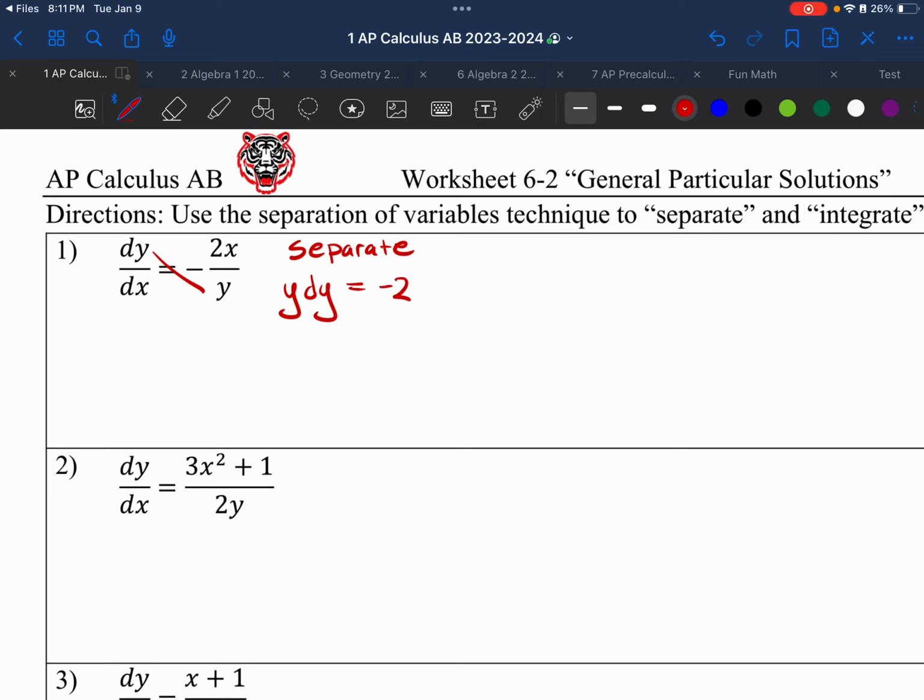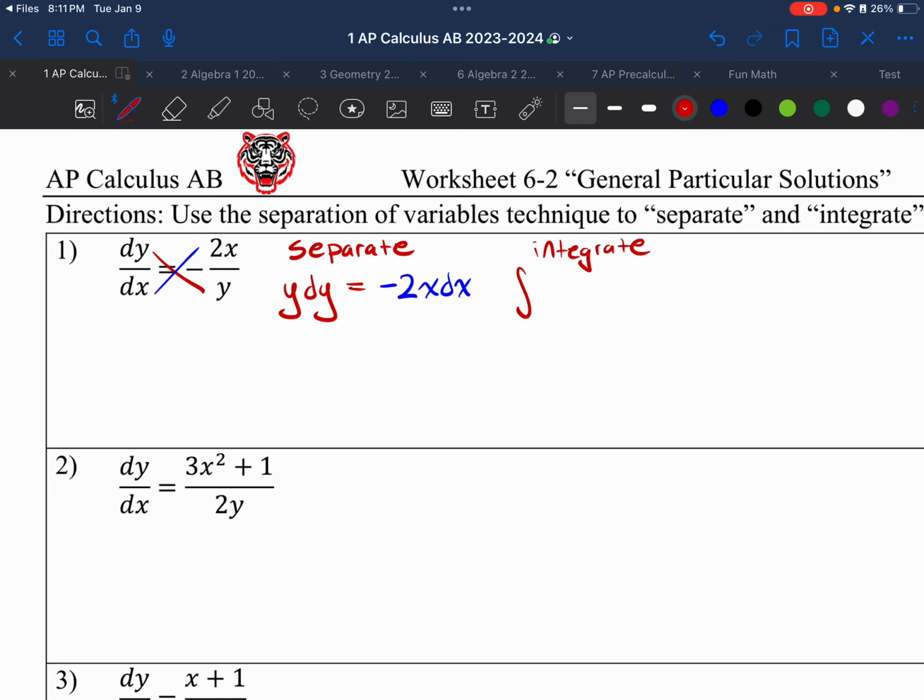Negative 2x dx. Let me color code that too. I'm going to go ahead and say that this is going to be a blue line, so let's multiply this direction, and I get negative 2x dx. So I'm just checking y is on one side, x is on the other. I got lucky for the separation. I didn't have to do anything else. So from here on, I just need to integrate. So step number 2 is to integrate.